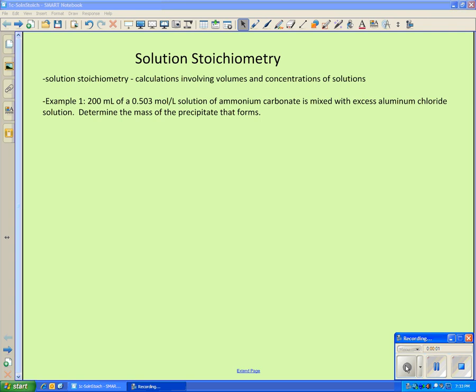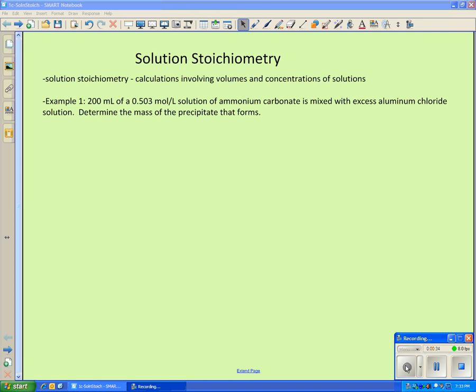The last type of stoichiometry we're going to look at is solution stoichiometry. These are calculations that involve volumes and concentrations of solutions. All three types of stoichiometry that we've looked at can be combined together and quite often are. So the mass of a substance might eventually lead to the concentration of a different substance, or possibly the volume of a gas might go back to the precipitate and a mass of that reaction. So be prepared to combine these together.